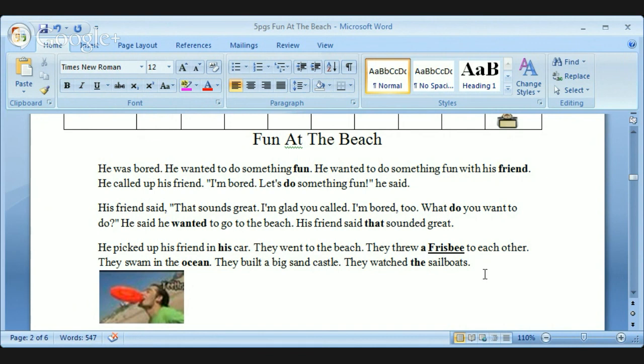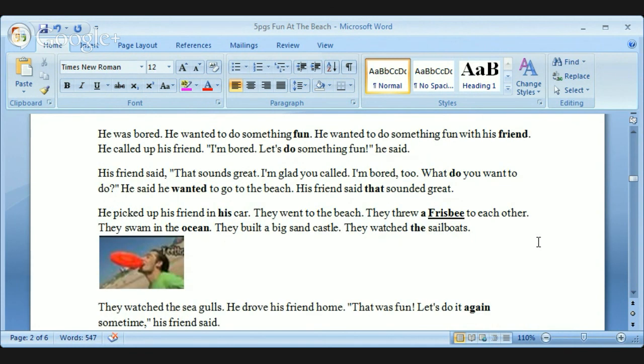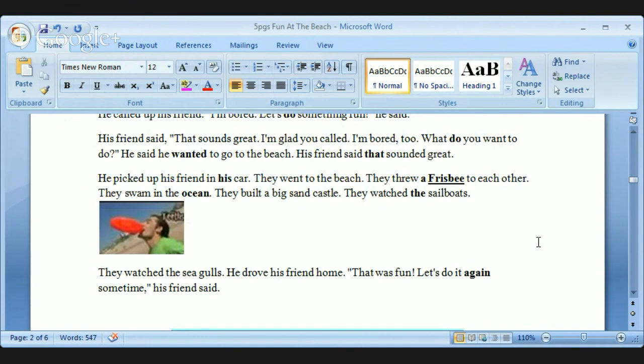He picked up his friend in his car. They went to the beach. They threw a frisbee to each other. They swam in the ocean. They built a big sandcastle. They watched the sailboats. They watched the seagulls. He drove his friend home. That was fun. Let's do it again sometime, his friend said.